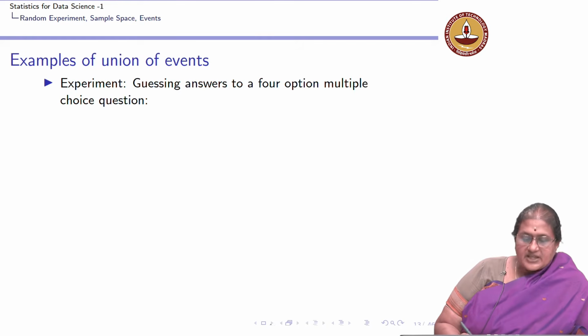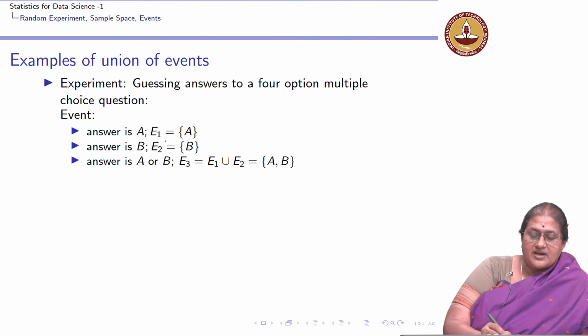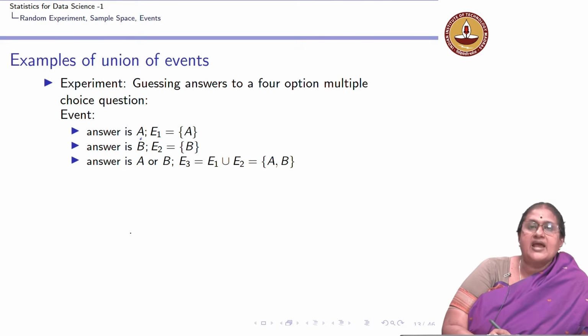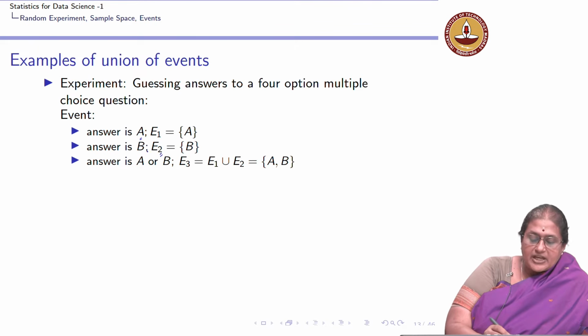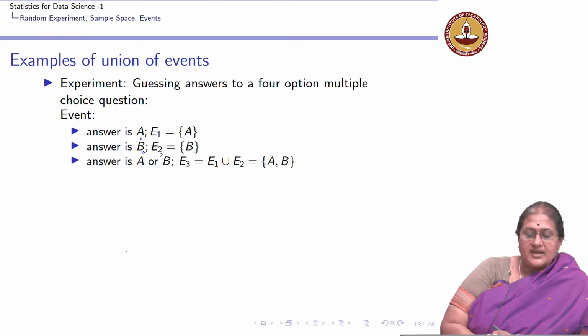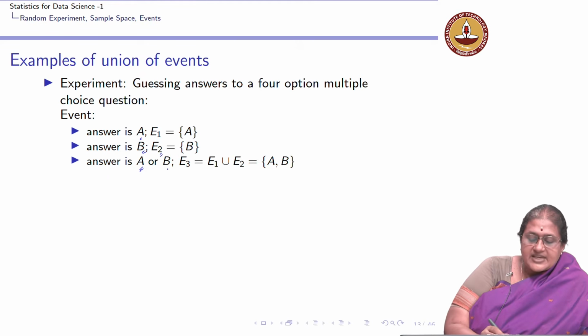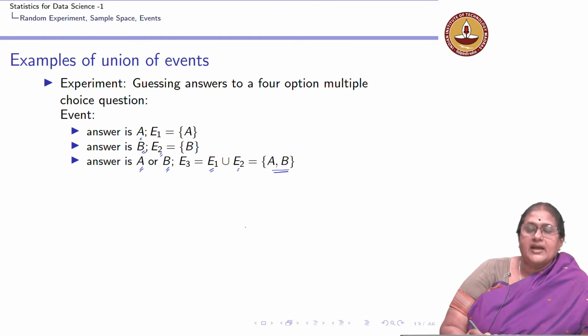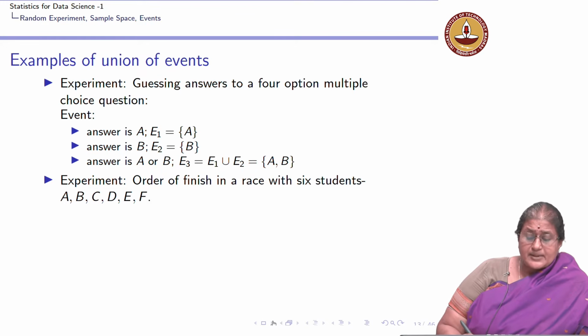Suppose my event E1 is answer A, and event E2 is answer B. The answer being either A or B can be defined by the event E1 union E2, which can be represented by {A, B}. Let us go to the next example.